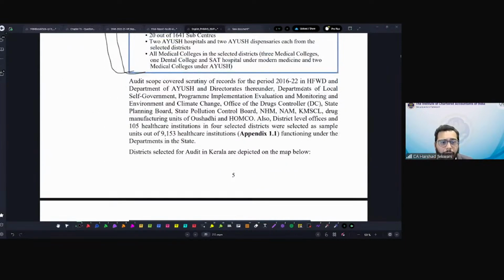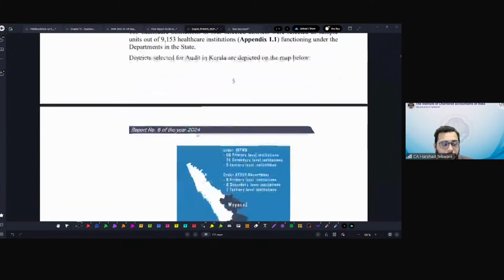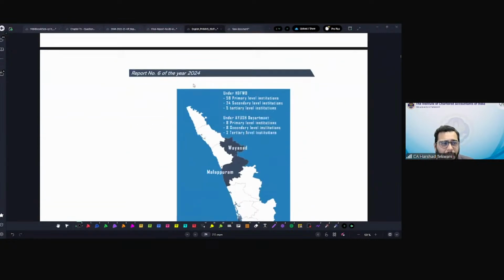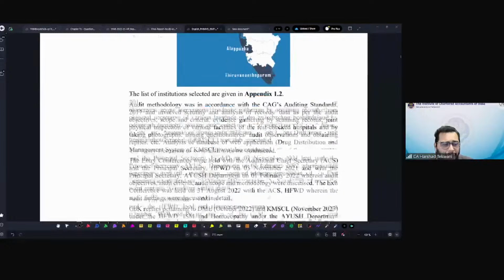Again, they have the period. In financial audit, we have the financial year. But in these kinds of audits, a different period is considered. It is not necessarily 1 year, it is not necessarily 2 years, but it could be multiple years that are considered together. So, some about scoping, again, they have provided this.